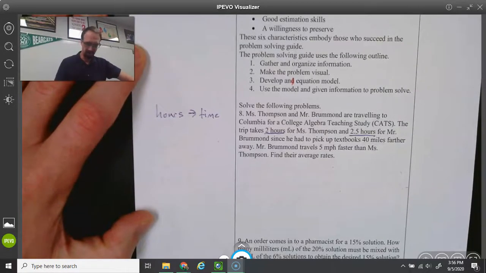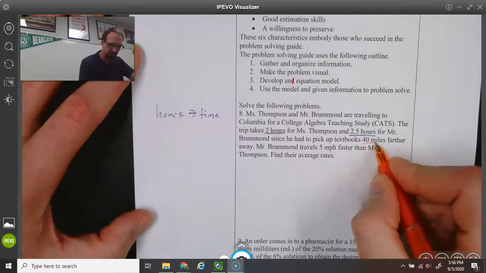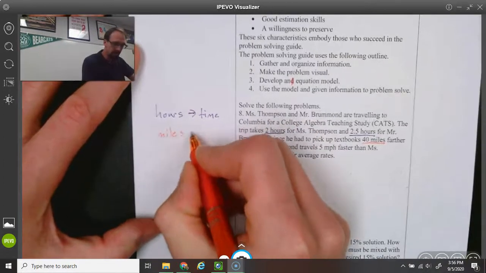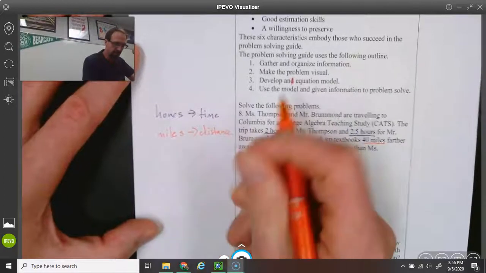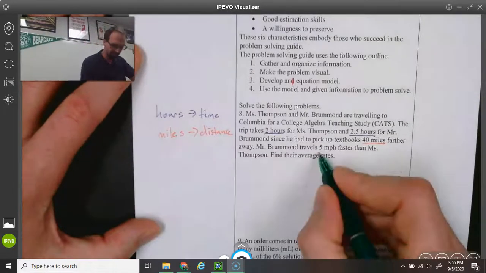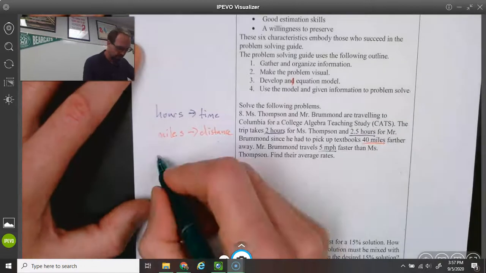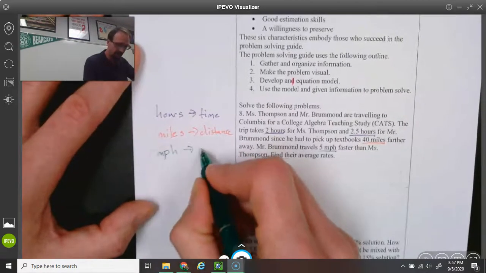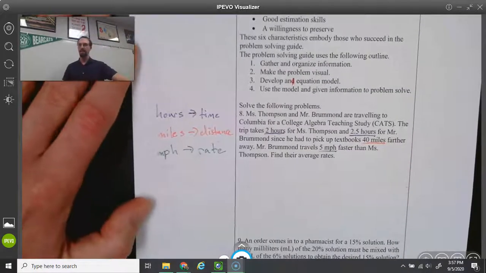The next piece I want to look at is 40 miles, and miles is a unit of distance. And then I also have 5 miles per hour faster. So miles per hour, that is a rate.